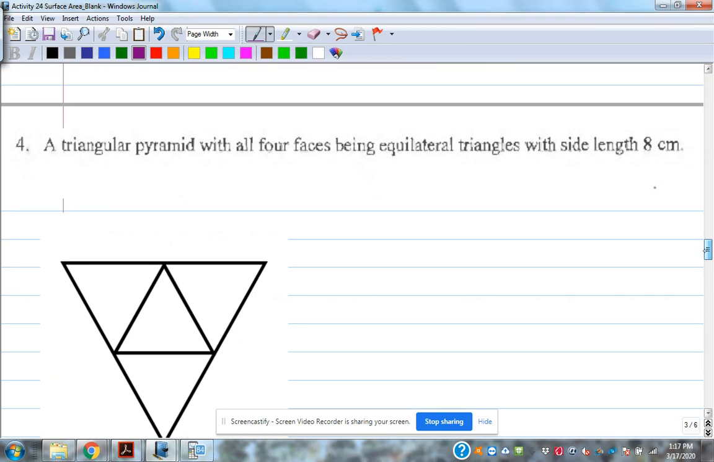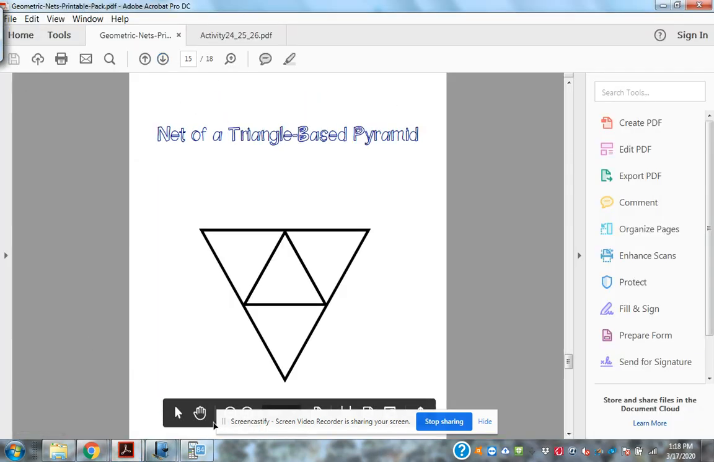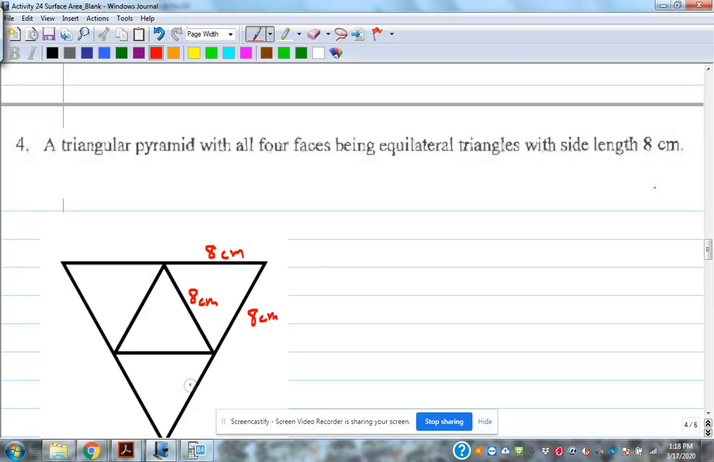Okay. All right, let's look at a triangular pyramid with all 4 faces being equilateral triangles with side lengths of 8 centimeters. So every line in here is 8 centimeters. And that goes around the whole figure. So I went to the nets and I found the triangular base pyramid. So what that triangular base pyramid does, you got a triangle on the bottom, and it creates triangles all around it.